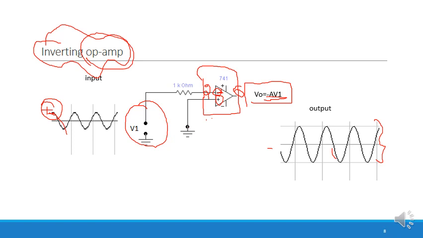And why is it called open loop? Because there is no connection from output to the input. So that is why it is called an open loop operational amplifier. Let us hope all of you understood the concept of the inverting open loop operational amplifier.